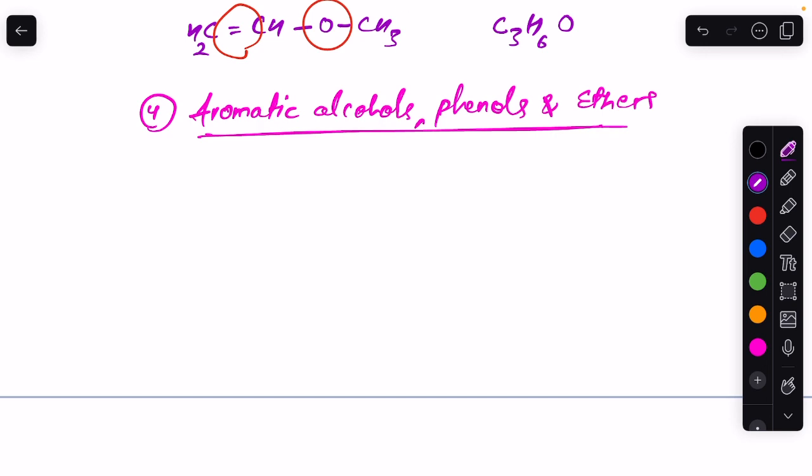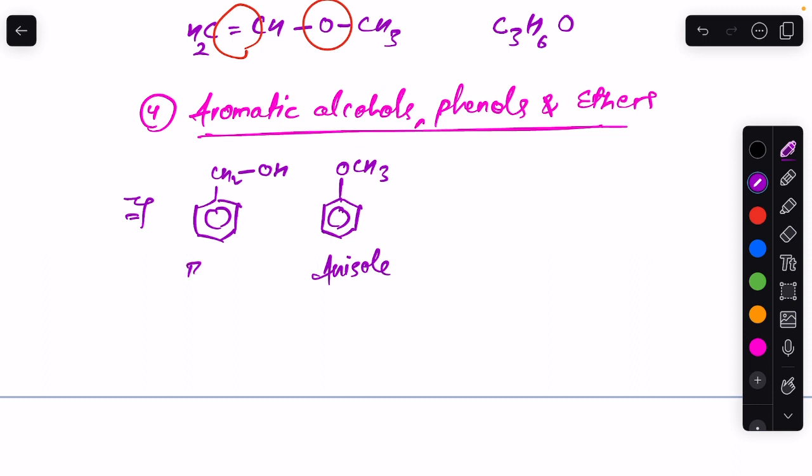So the example is like benzyl alcohol, benzene directly attached to a CH2 fragment, then OH. This is benzyl alcohol, that is aromatic alcohol. It can be written as OCH3. Number of carbon atoms are equal, number of hydrogen atoms are equal, and only one oxygen is present in both compounds. This, however, is an ether. Common name is anisole.